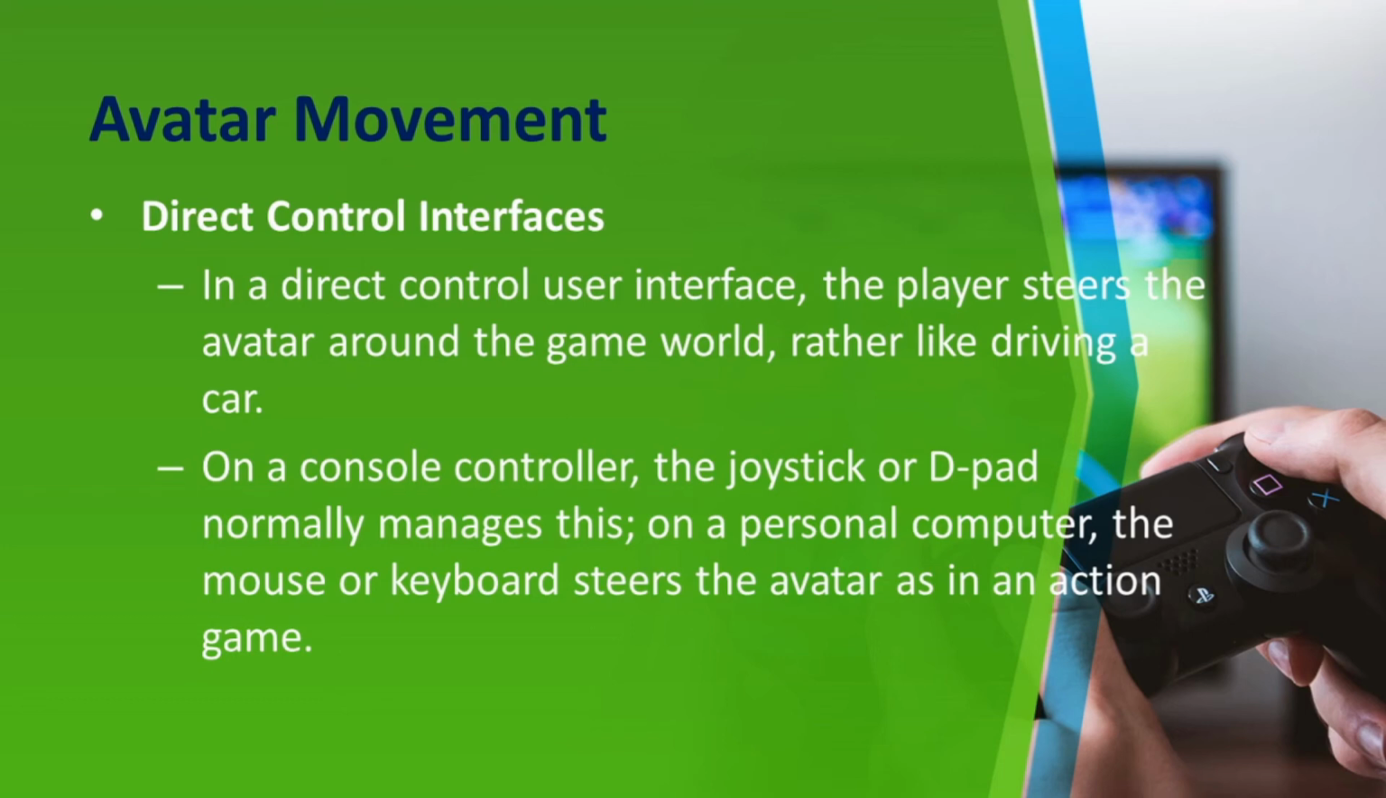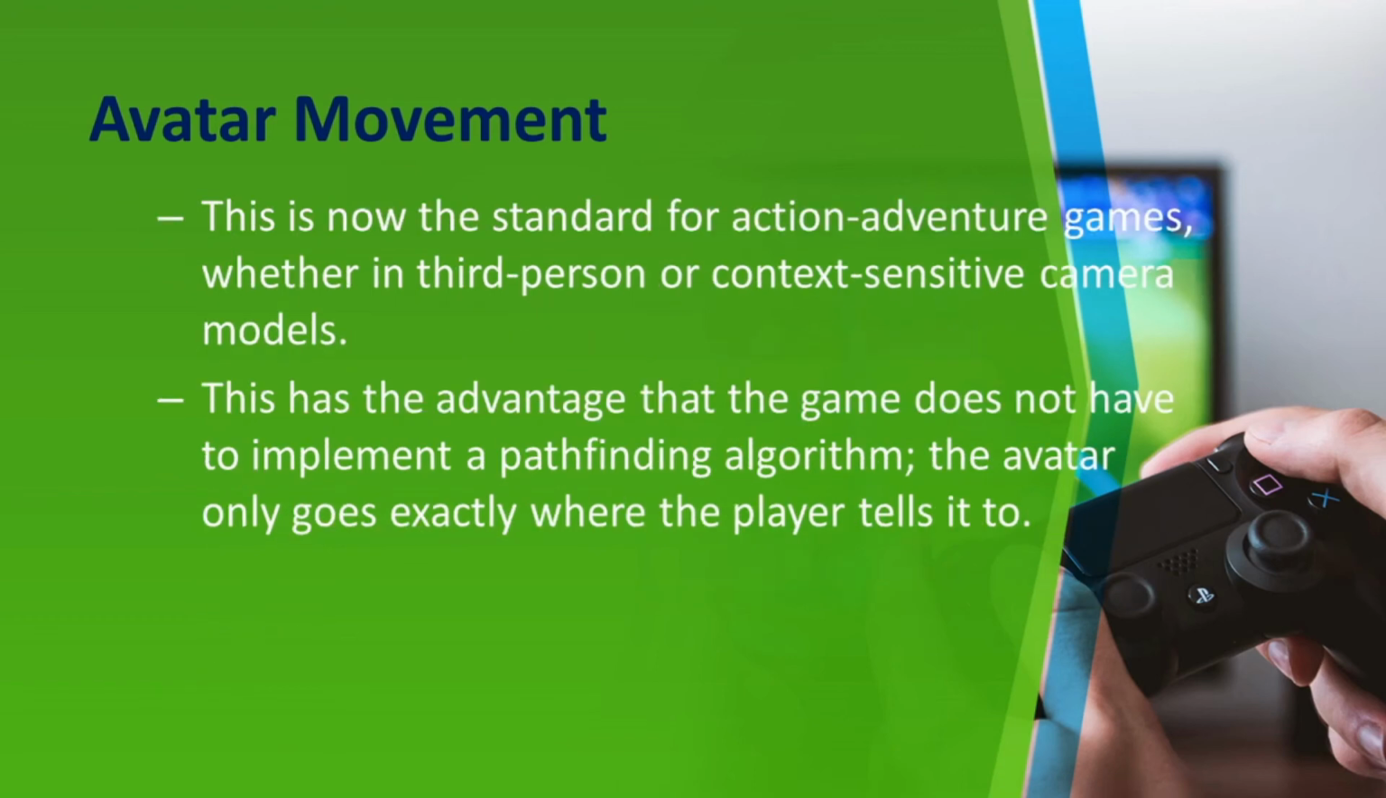If you're using a keyboard as an input for the game, most probably you'll be using the keys A, S, D, W to navigate through the environment or to navigate through the game. This is now the standard for action-adventure games, whether in third-person or context-sensitive camera models. This has the advantage that the game does not have to implement a path-finding algorithm. The avatar only goes exactly where the player tells it.